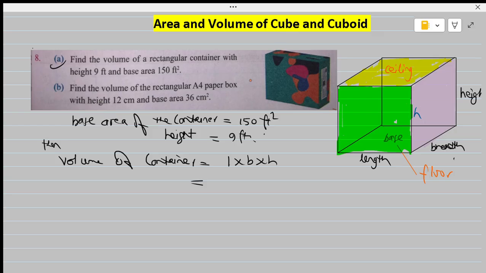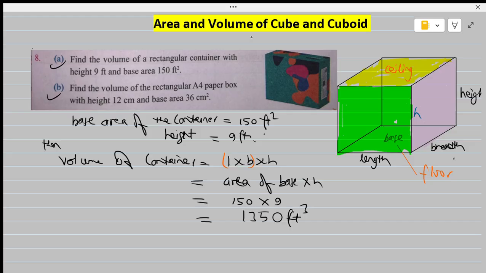This L into B is the area of the base. If it's about a room, it is the area of the floor, and now it's about a cuboidal container. So L into B gives us the area of the base. In place of L into B, you can write area of base, into height. Area of base is given 150 and height is given 9. So easily we find, 9 5s are 45, and 9 1s are 9, 9 4s... so 1350 feet cube. That is the volume of the container.